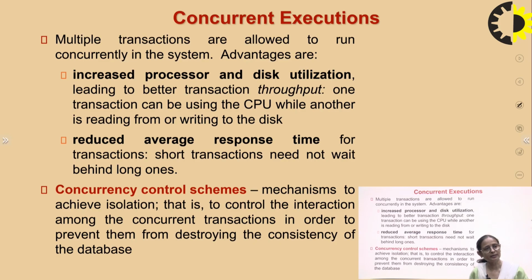So concurrency control schemes, what are they? They are the mechanisms to achieve isolation. That is, when we are talking about concurrency, the ACID property we are emphasizing is isolation. So what does isolation say? It says to control the interaction among the concurrent transactions in order to prevent them from destroying the consistency of the database. That is, all the transactions run unaware of each other.